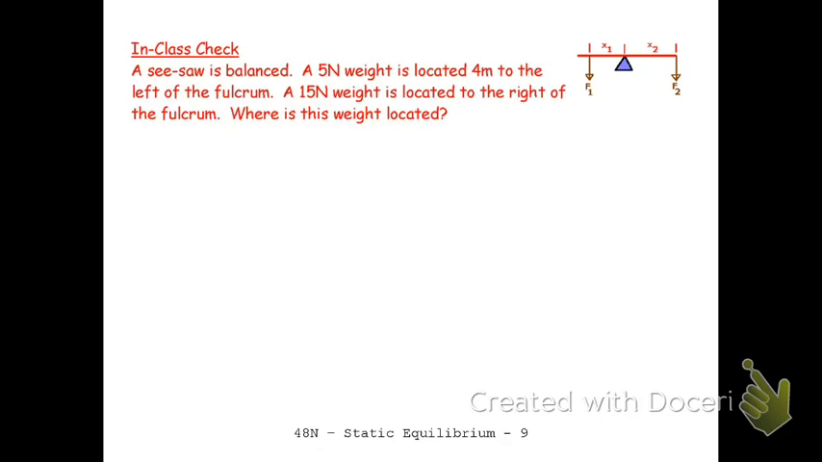So let's do some of these. This is the seesaw. And basically what we do is, we've done these before. I suspect you've done these before. A 5 Newton force is located 4 meters to the left of the fulcrum. This is the fulcrum. It's the balance point. And a 15 Newton force is located to the right. And where is it located?